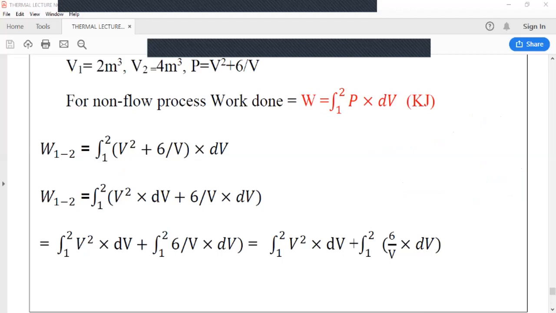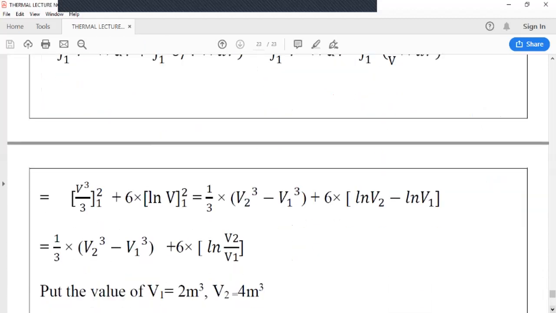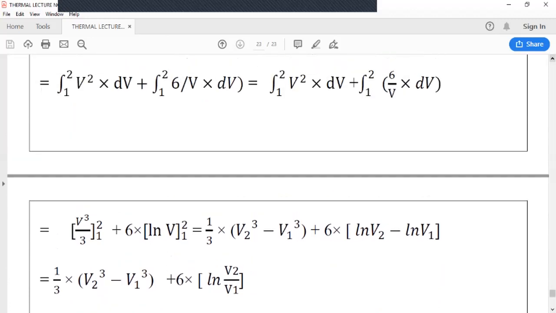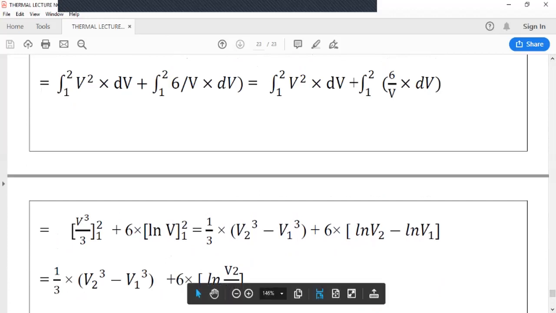So that is your V square dV, which is equal to V cube by 3, limit from 1 to 2. What is left? 6 by V into dV. So 6 we take common, so 1 by V dV. What is the integration of 1 by V dV? ln V, limit from 1 to 2.